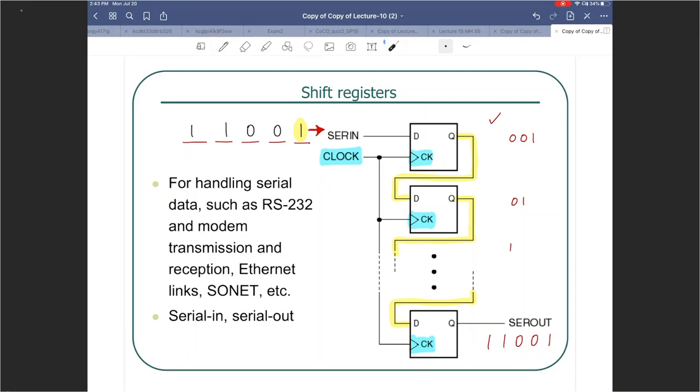So this is very useful for serial communication based on the RS-232 protocol. Over here we are going in serially and we are coming out serially. So this is serial in, serial out.